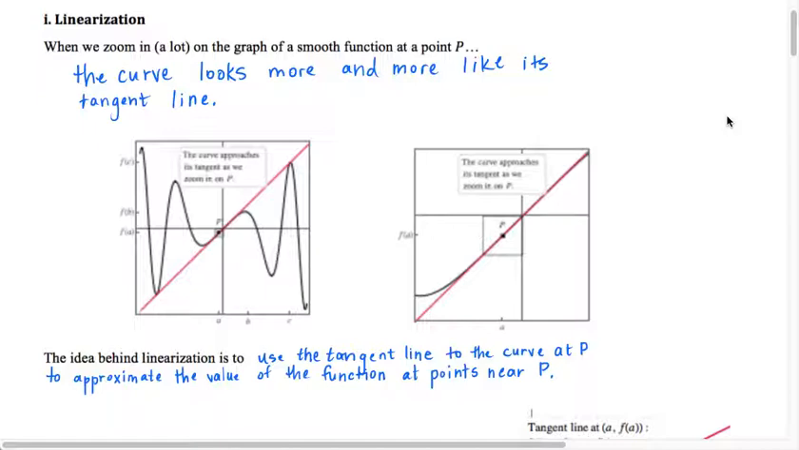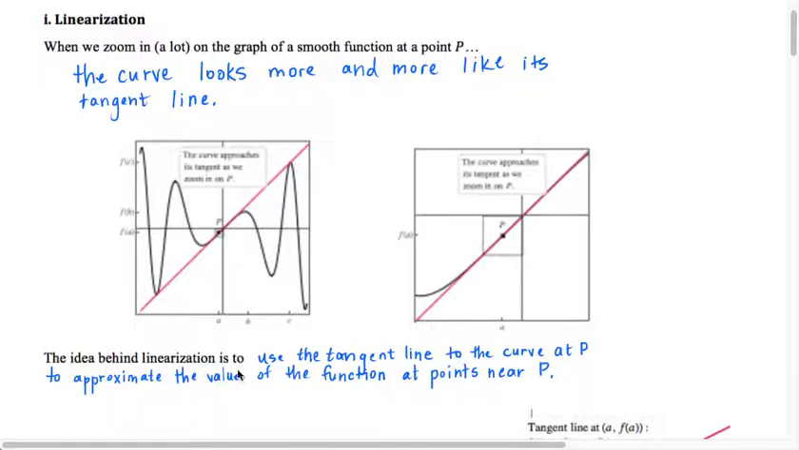And the idea that linearization is based on is that when you zoom in a whole lot on the graph of a smooth function at some point, if the function is smooth, then the tangent line and the curve start looking very similar. They're almost the same. The closer you get, the more you zoom in, the more the tangent line appears to look like the curve.